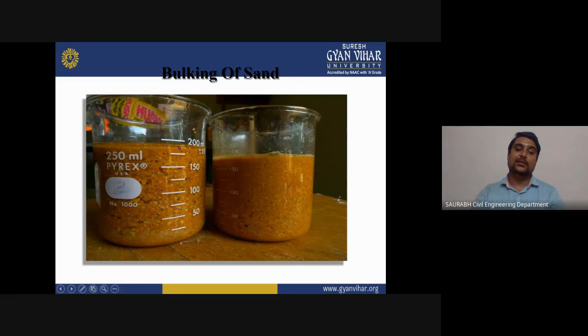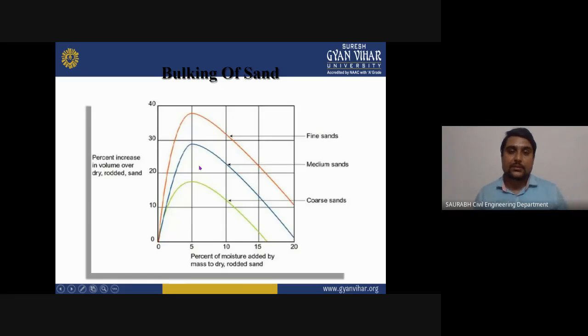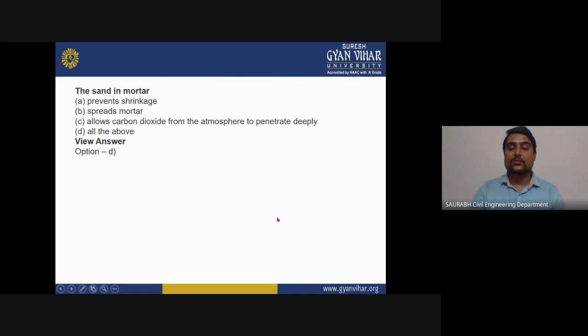Now you can see here there is water, and dry sand, and this is your wet sand, and this is your dry sand. If you see, the same volume, the same quantity, but the volume of that sand will be more, as you can see here. Now this is the graph showing the relation between the percentage increase in the volume over the dry rubbed sand, and the percentage of moisture added by mass to dry rubbed sand.